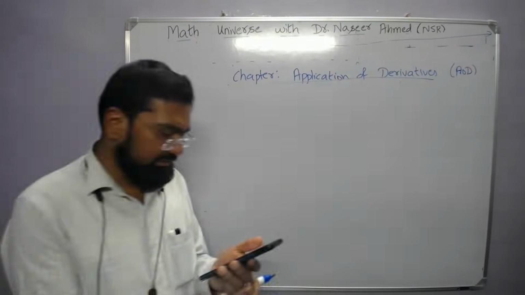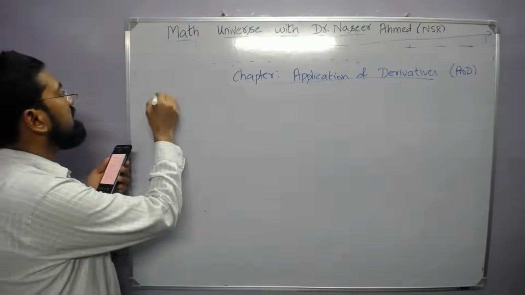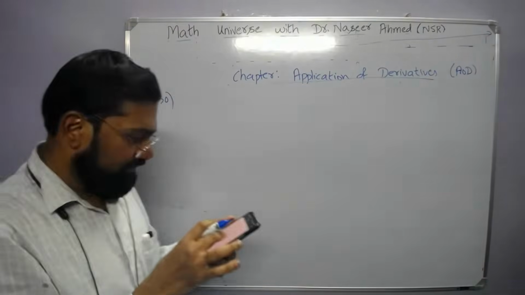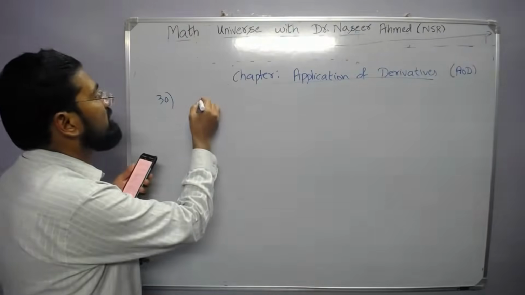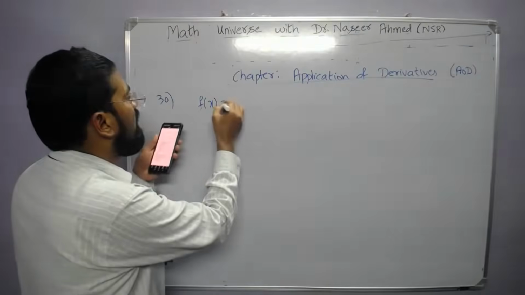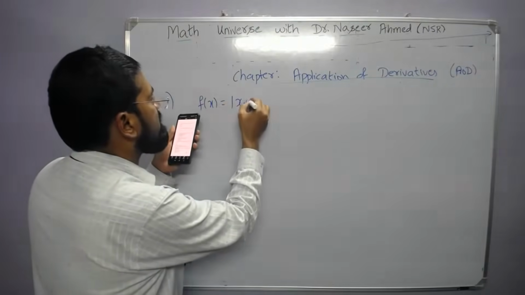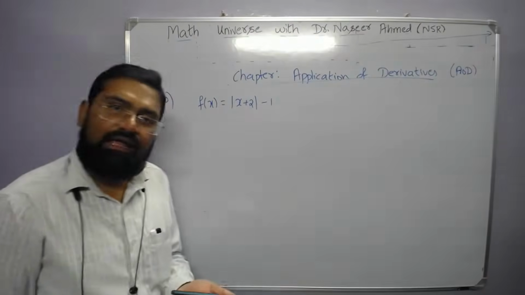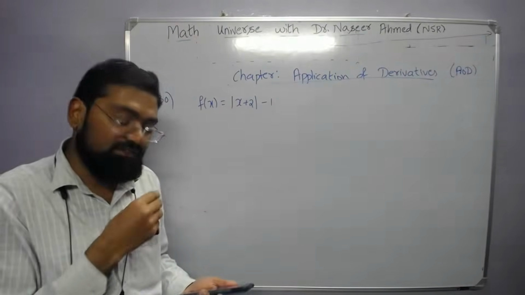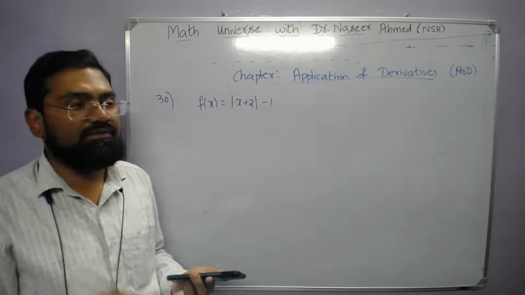Question number 30 says, see carefully, fill in the blanks question: the minimum value of mod of x plus 2 minus 1. I want to find the minimum value of this. Again, we have to find the range of this. Range will give the answer better for this type of question.